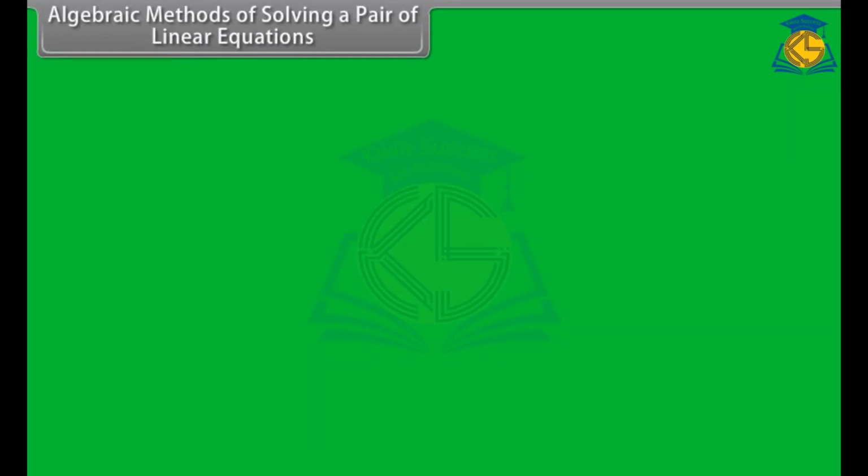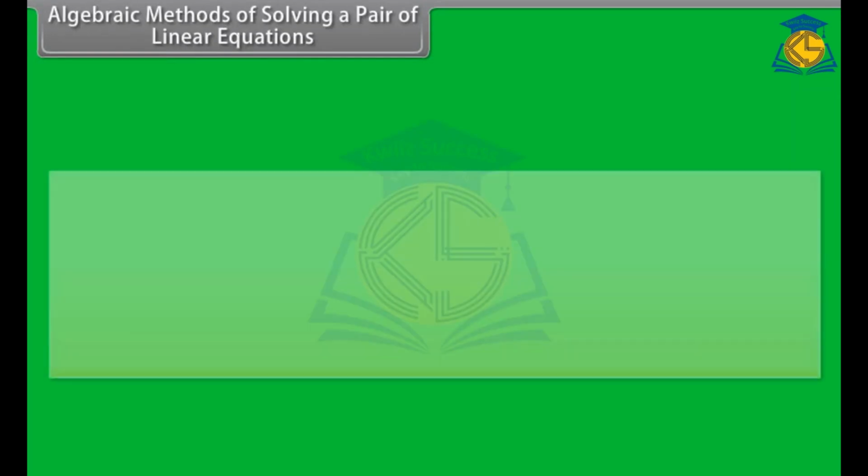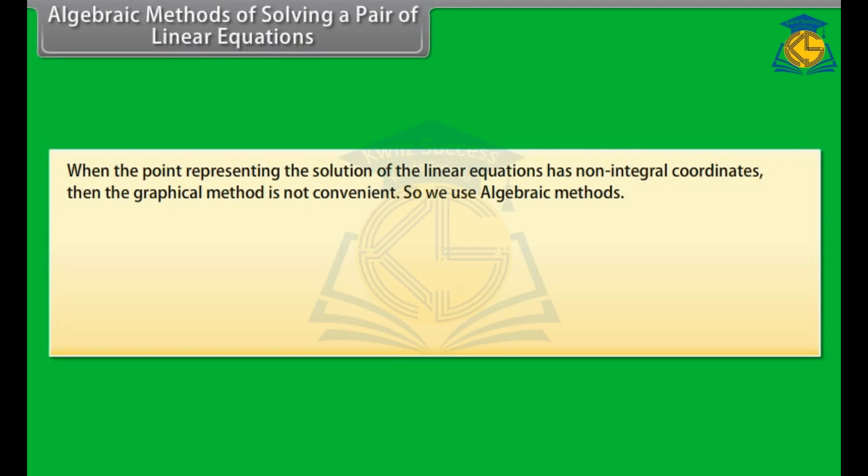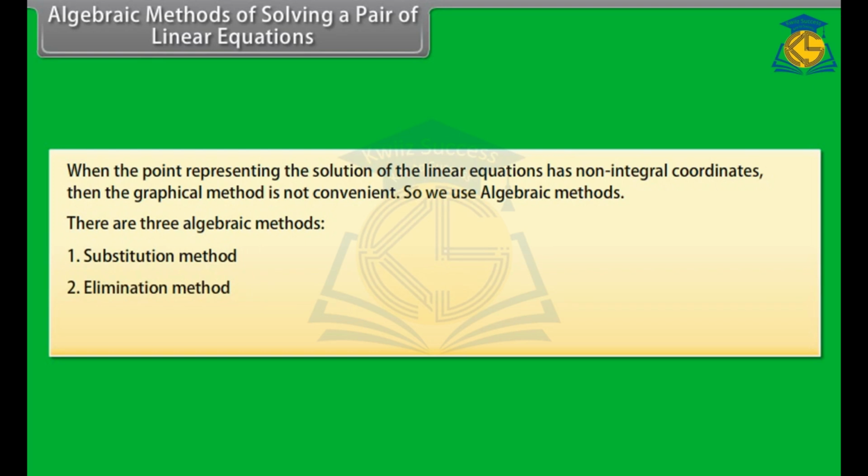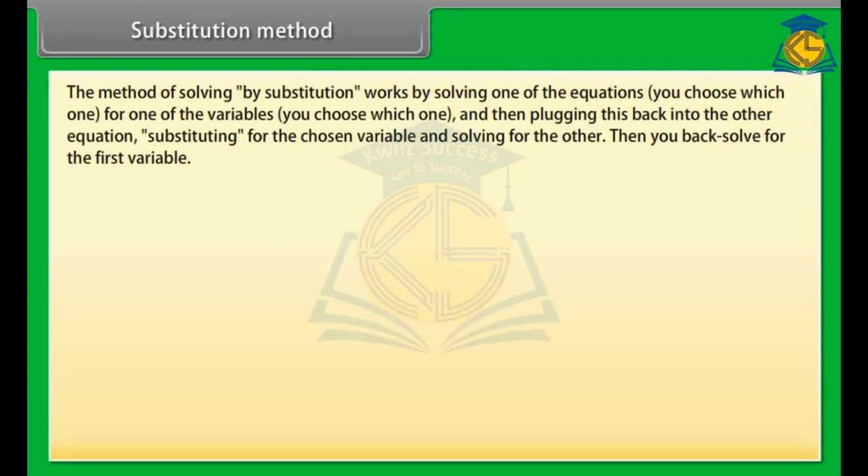Algebraic methods of solving a pair of linear equations. When the point representing the solution of the linear equations has non-integral coordinates, then the graphical method is not convenient. So we use algebraic methods. There are 3 algebraic methods. 1. Substitution method. 2. Elimination method. 3. Cross multiplication. Substitution method. The method of solving by substitution works by solving one of the equations, you choose which one.